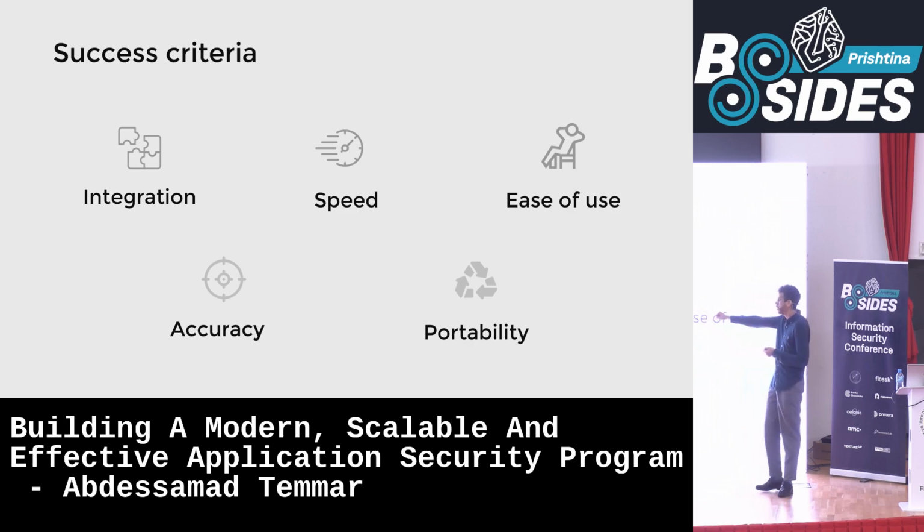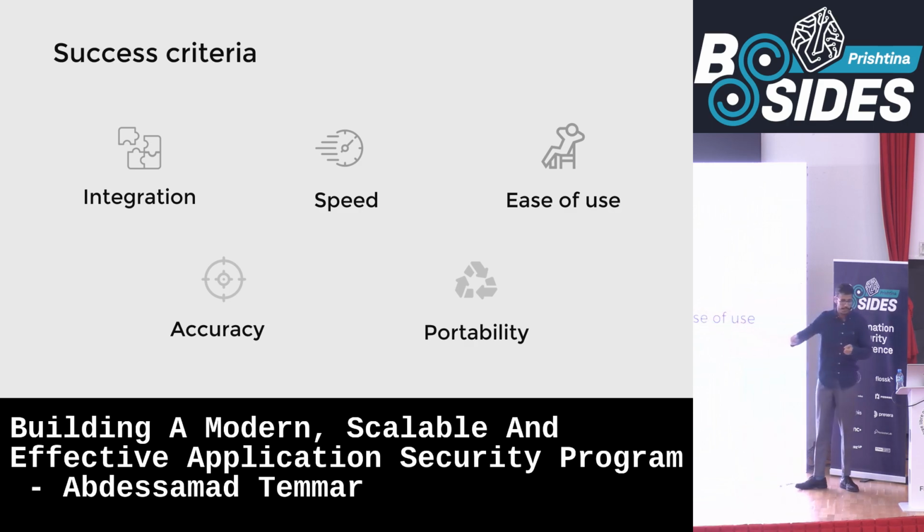The first one is integration. Here, as security folks, we need to understand and accept the fact that these developer teams and DevOps teams already have their tools, their pipelines and workflows to build the software. So from a security perspective, we don't need to change the way these teams work and operate, but instead we need to first understand the process and build on top of it in order to integrate in all of these.